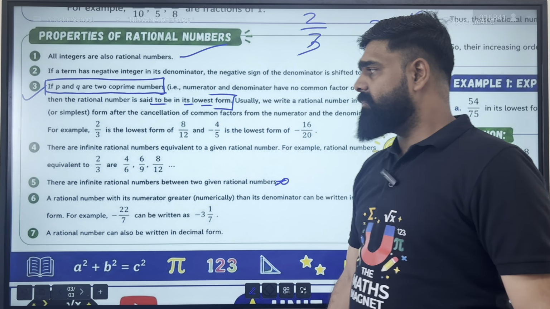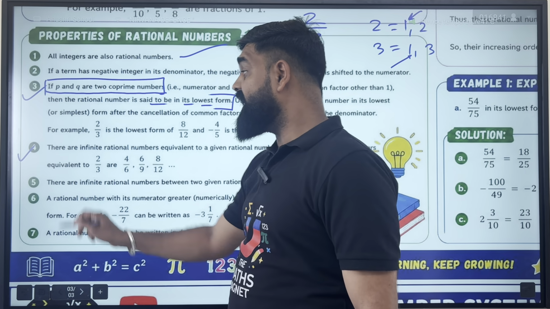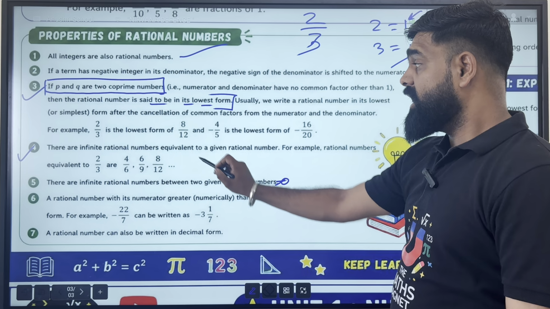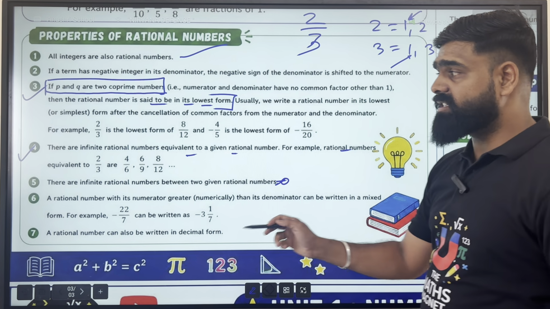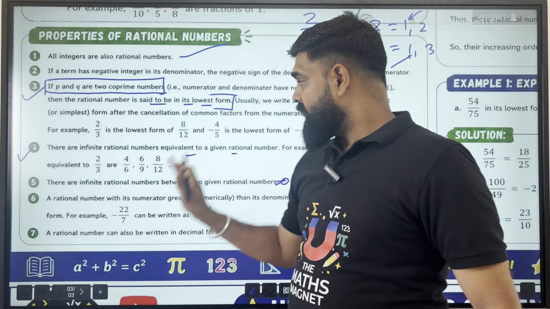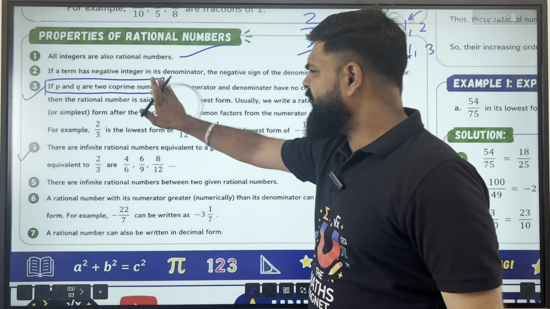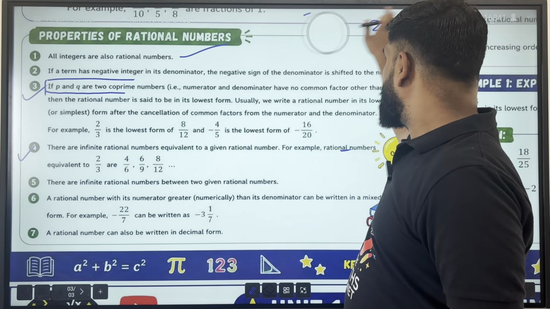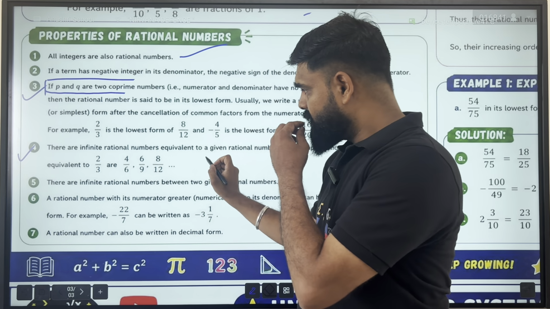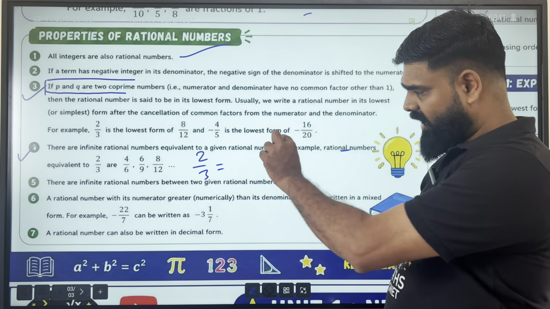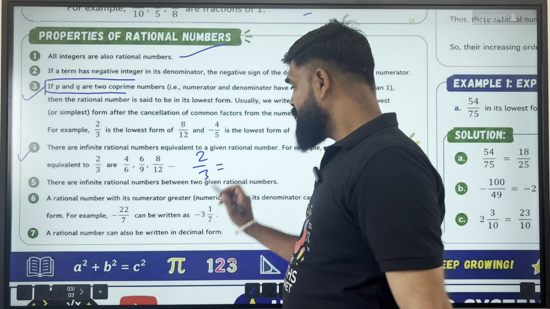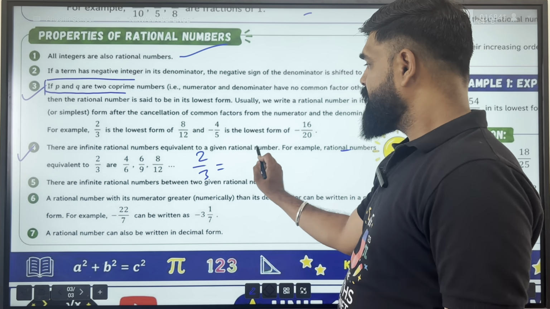This is actual property. Next property is there are infinite rational numbers equivalent to the given rational number. For example, rational numbers equivalent to 2 by 3. For 2 by 3, we can write infinite equivalent numbers. Suppose we have 2 by 2 and one rational number 2 by 3.